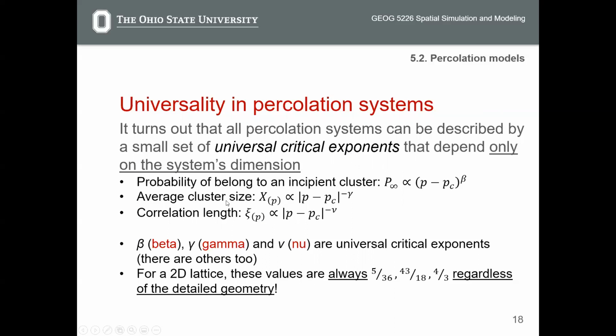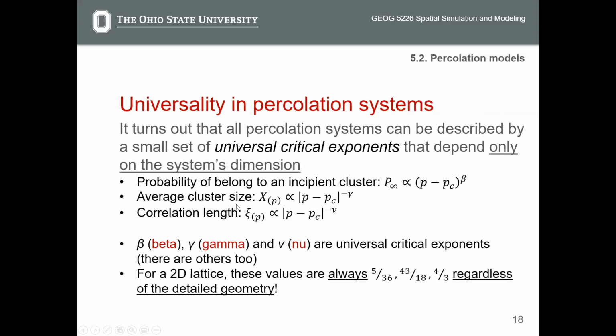First one, the probability of belonging to an incipient cluster, or if you are talking about a finite lattice, it's not incipient, it's a spanning cluster, right? This probability is related to the difference between P and Pc to the power of beta. We're going to talk about beta later. Beta, gamma, nu, they are defined here.